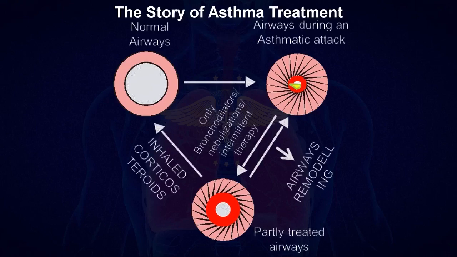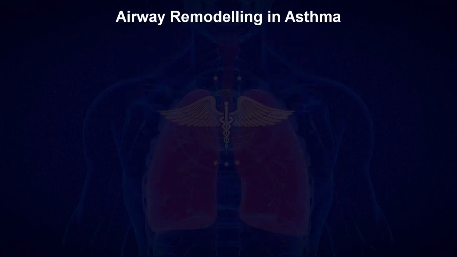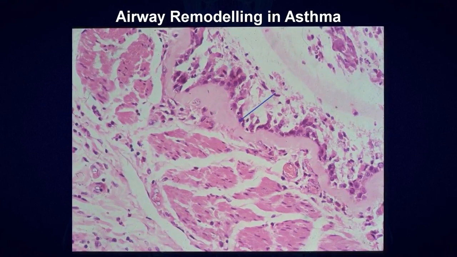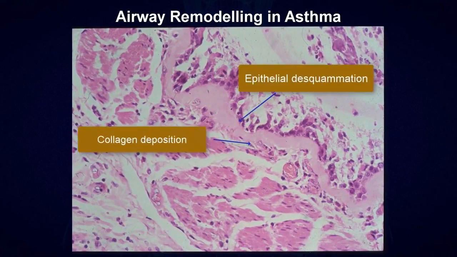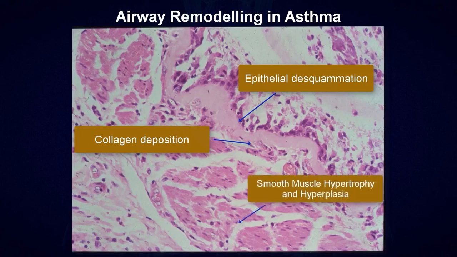In airways remodeling, what happens is there is epithelial desquamation, there is subepithelial deposition of collagen tissue, and there is hypertrophy and hyperplasia of the smooth muscles. To explain it to the patients, what we often do is we tell them that if there is an injury, the skin will heal with scar formation. So the collagen deposition is something like that.